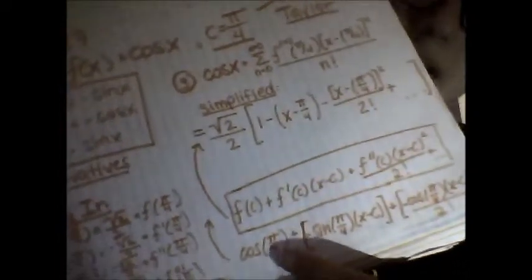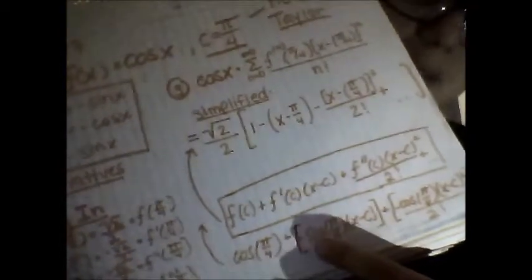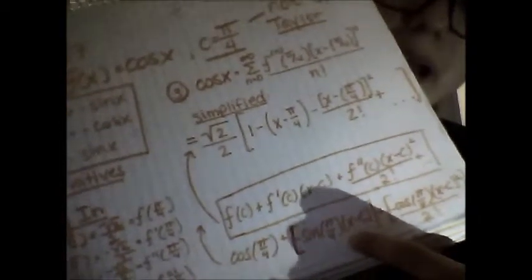And then, once you actually plug it in, it's cosine of pi over 4, plus, though it's negative sine, so actually it'd be negative sine, again, plug in your c, pi over 4, times x minus pi over 4, plus, again, you're going to have a negative derivative, so it should be negative cosine of pi over 4 times x minus c squared over the factorial of 2.